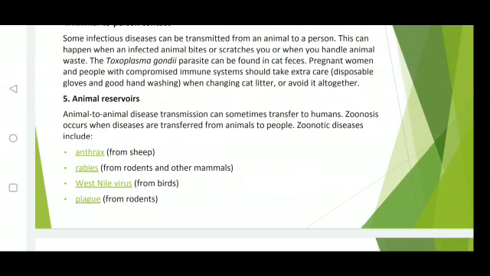First one is anthrax, a disease coming from sheep. Second one, rabies, coming from rodents and other mammals. Third one is West Nile virus from birds, and plague from rodents.